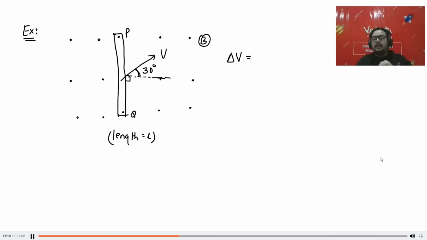Velocity. So which component of velocity should I take? This one. Am I correct? This component of velocity. What will be this component of velocity? V sine theta or V cos theta? Just say sine or cos. This angle is 30 degrees. Very good. V cos 30 degrees. So what will I write? B V cos 30 degrees into L. That is my answer.